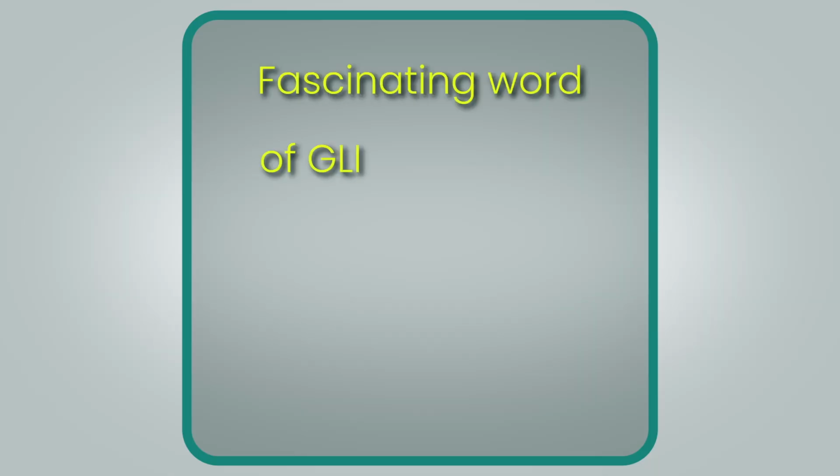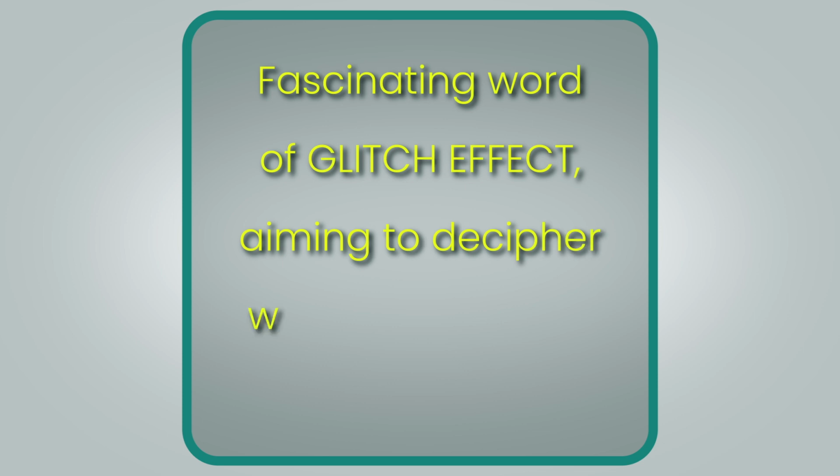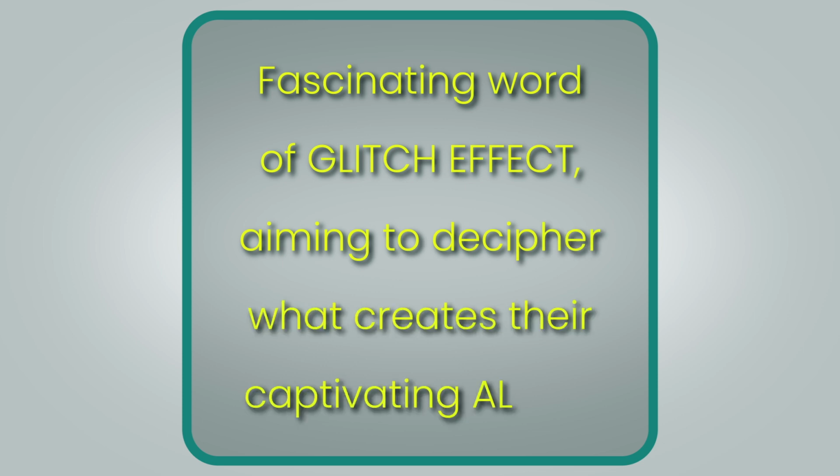So we are diving into the fascinating world of glitch effects, aiming to decipher what creates their captivating allure. My take: glitches occur when the targeted element, such as a text node, a video transition, or just a video, unpredictably shifts positions, often accompanied by distortions.